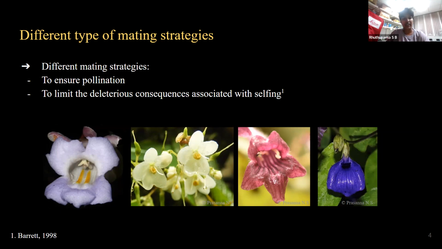As we know, plants are immobile organisms that depend on different pollinating agents for successful transfer of pollen as well as successful mating. During the course of evolution, plants have evolved multiple diversity in the structure of flowers, inflorescence, and different mechanisms to increase the efficiency of pollen transfer, as well as to limit the deleterious consequences associated with selfing.